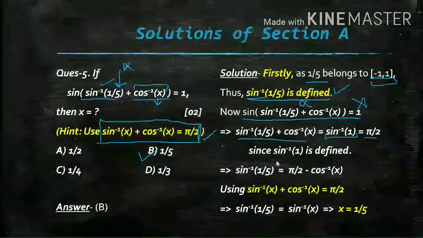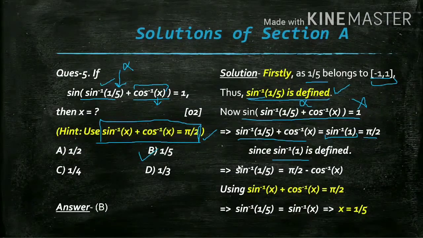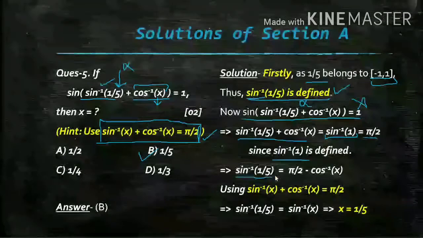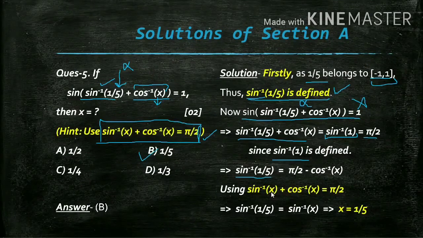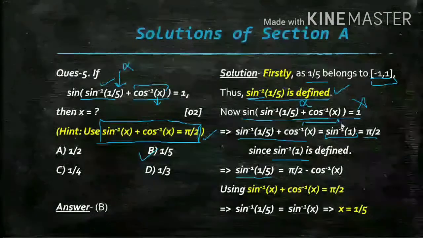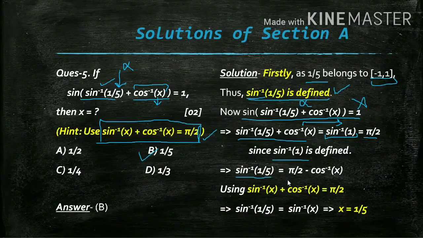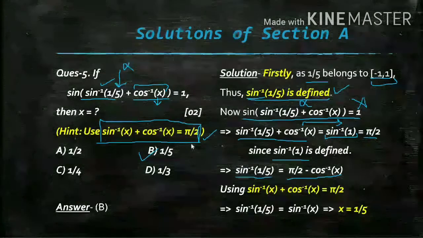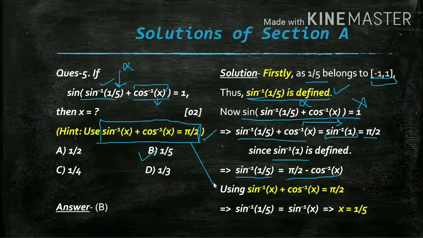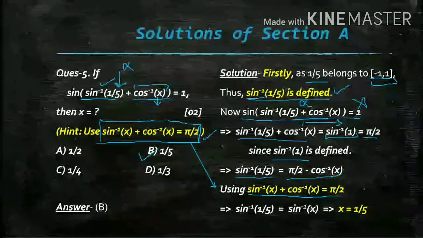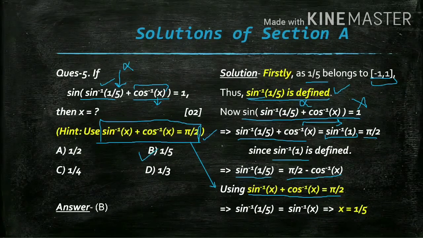Then sine inverse 1 is different. Now, sine inverse 1 by 5 can be written as, you just take this cos inverse term over there, so you will have pi by 2 minus cos inverse x. Now use this property. Now we use this property that sine inverse x plus cos inverse x equals pi by 2.